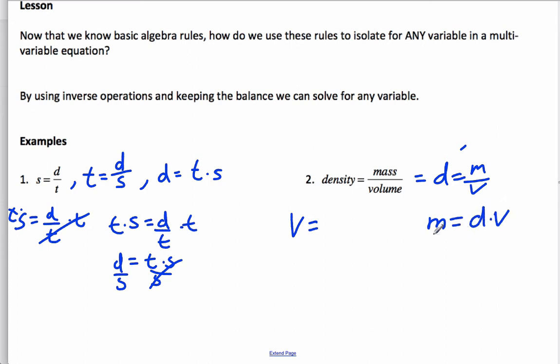Okay, now we can take the equation here and divide both sides by d, and we get v equals m divided by d. Let me just show that in red. So take this equation, you can divide both sides by d. d divided by d is 1, so we just get v equals m divided by d.